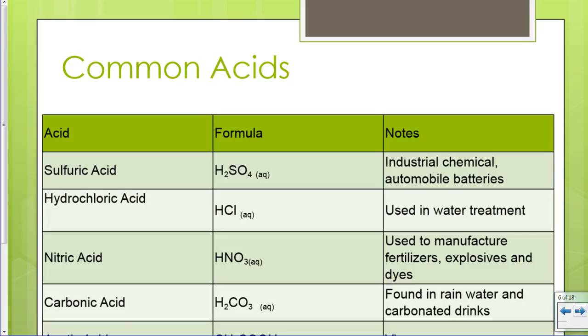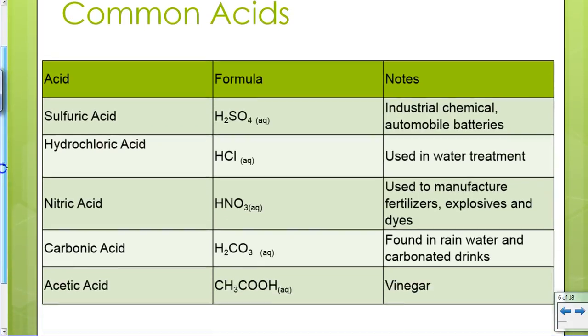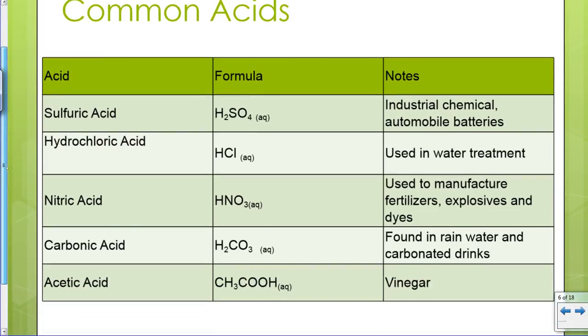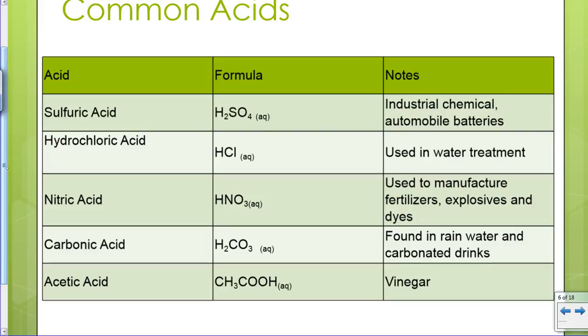Okay, so here is a point where you can pause the video and look at our wonderful list of common acids that we find all over in our workplace, at home, and in the school here. So pause the video, take a look, and make some personal connections.